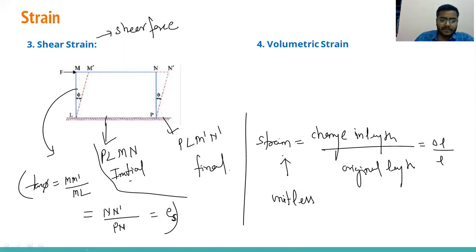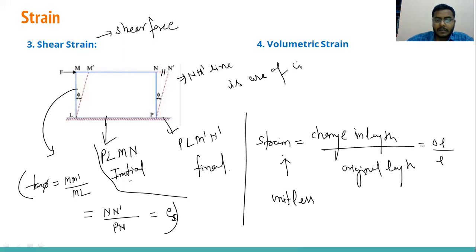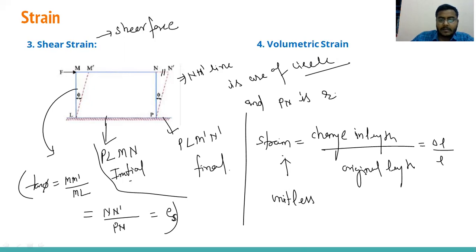In some cases, look at this line. This line is very small. So what will happen? We can assume that this line is an arc of a circle, and this Pn is the radius.